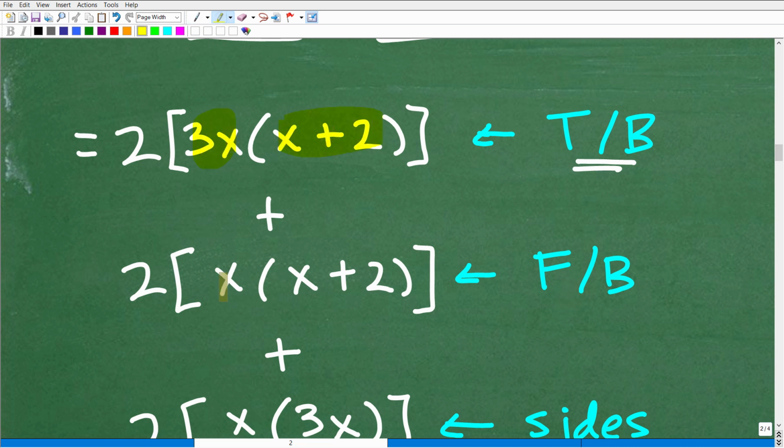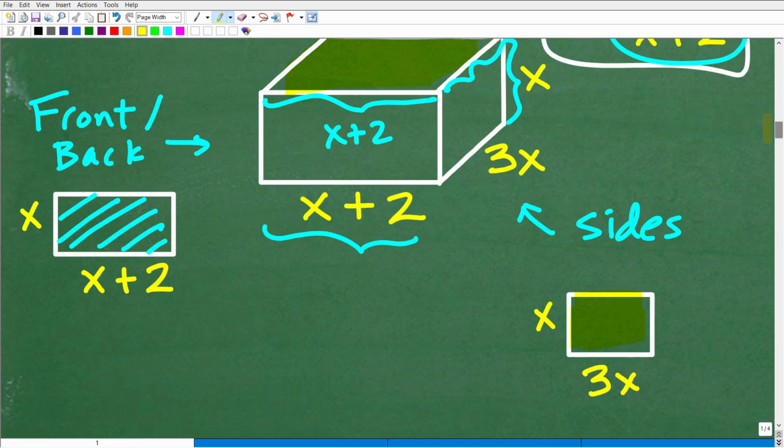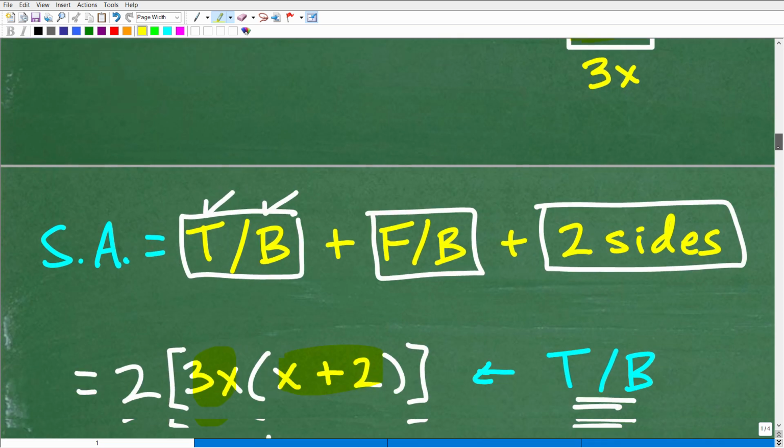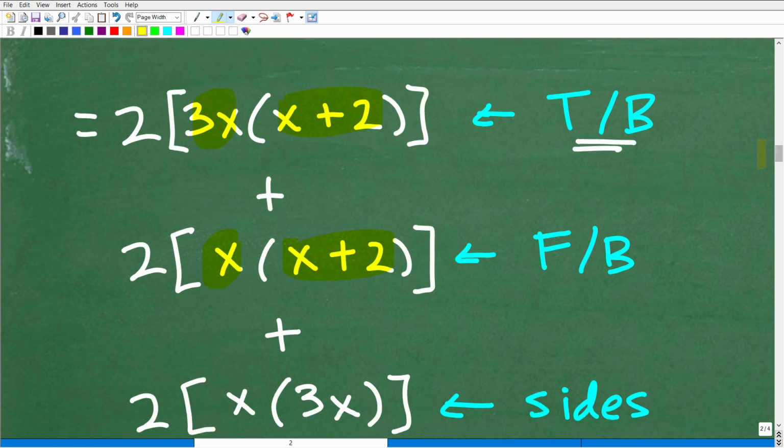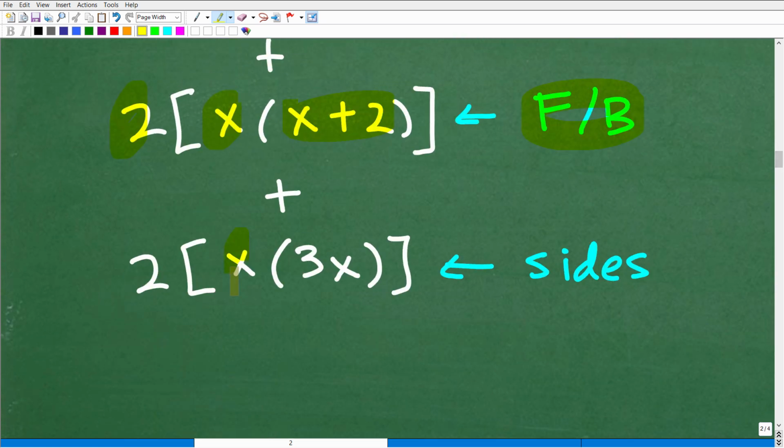And then here the front and back was x times x plus 2. Again, we can reference our little drawing right here, or x times x plus 2. So that's the area of that, but we need to multiply by 2, again, because we have two of these. That represents the front and back. And then lastly, we had our sides, which is x times 3x, but we have two sides.